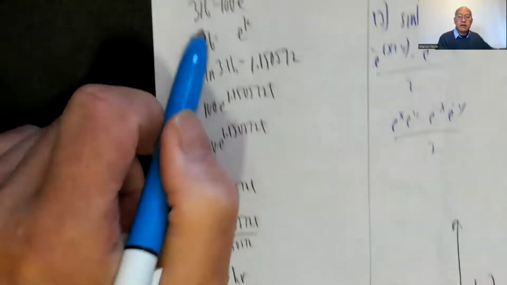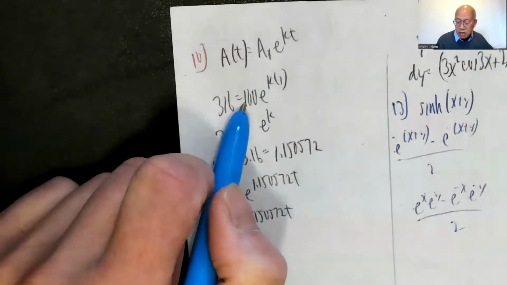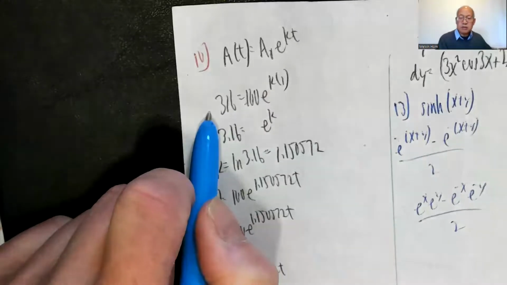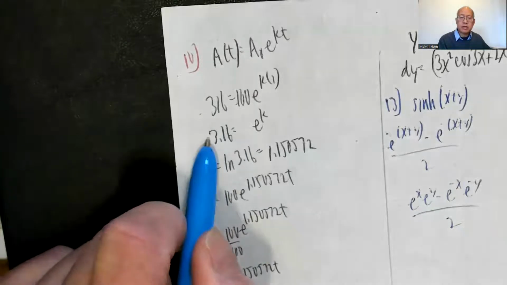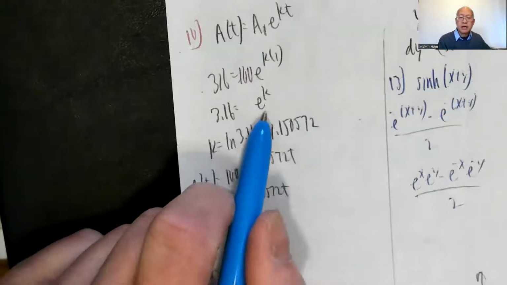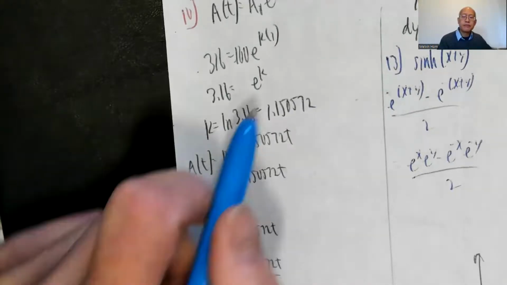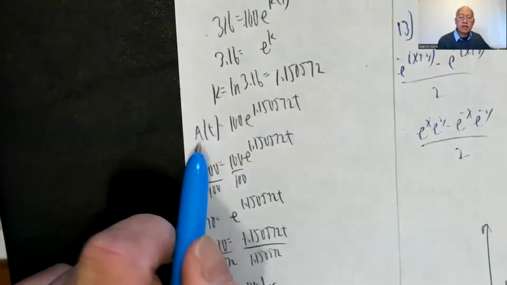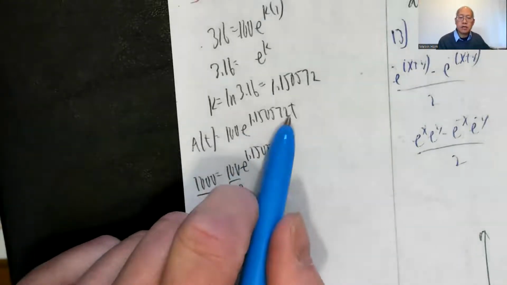Number 10, so I'm using A of t as A0 e to the kt. We start off with 100. After 1 hour, I plug in 1. I put 316 over here. Divide both sides by 100. 316 divided by 100 is 3.16 equals e to the k. Take the natural log of both sides. So k is natural log of 3.16. It's about 1.150572. So A of t is 100 e to the 1.150572 t.